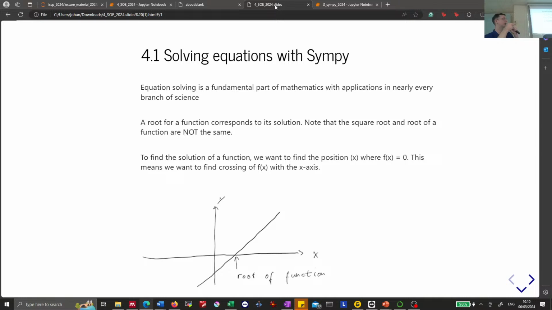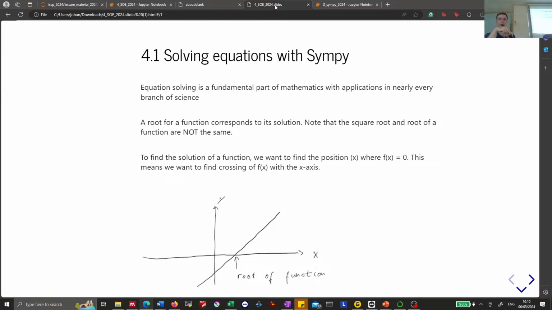So a root, not a square root, a root for a function corresponds to its solution. So when I ask you to give me the root of a function, I want to know this point. If you write me the square root of the function, this is wrong. Don't do this. So root and square root are very, very different. So far, so good?